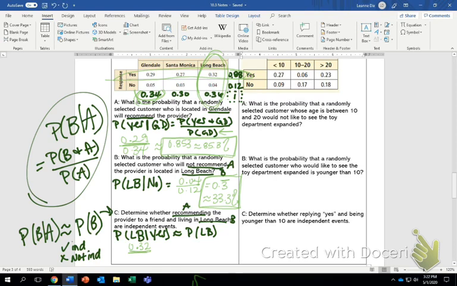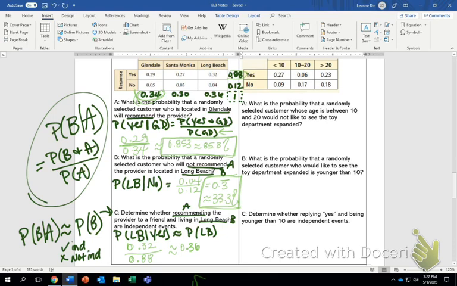0.32 over the total of my yes statement, which is 0.88. So there we go, 0.32 over 0.88. Again, that's how we find our probability of conditional information, okay? So it should be approximately equal to the probability of those who live in Long Beach. Well, there's a total of 0.36 in Long Beach. All right, and I don't have to do anything else with that because it's not conditional probability, so I don't have to put it over anything.